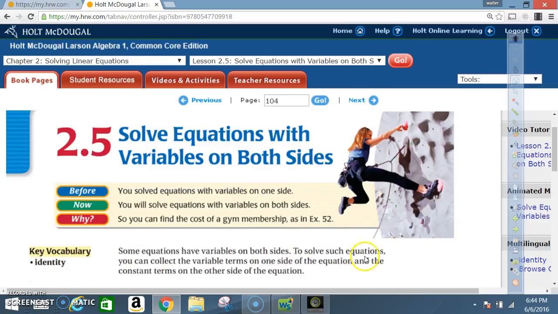Some equations have variables on both sides. To solve such equations, you can collect the variable terms on one side of the equation and the constant terms on the other side of the equation.